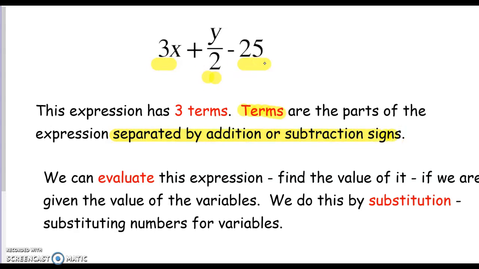Okay, and when we have an expression, we can't solve it because we don't have enough information. We can evaluate it, find the value of it, but only if we are given the value of the variables. So if I tell you what x is equal to and y is equal to, you can evaluate this expression. And we call that substitution. What that means is we simply substitute the numbers that I give you in place of the variables.